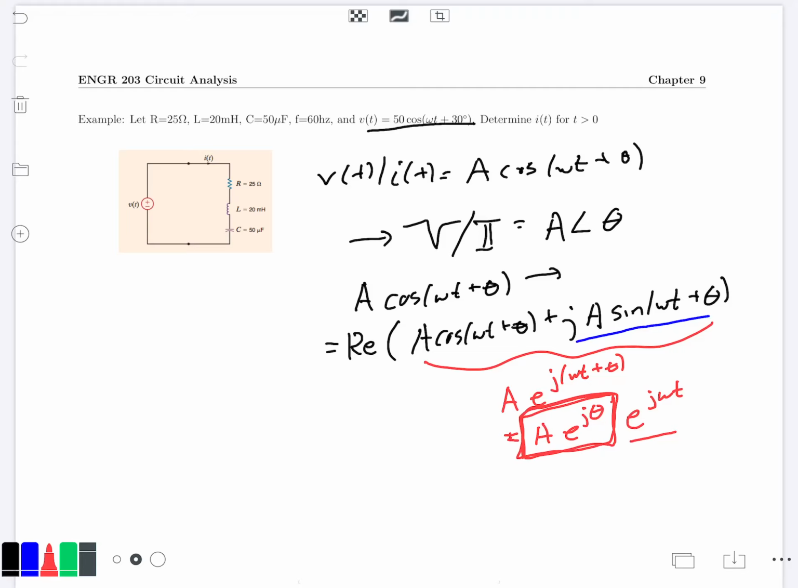Now, this only works if you have a cosine as your source. However, we saw in the earlier slide that you can convert sines into cosines using trig identities, and we'll see that in some of our later examples. Okay, so let's start over again here.